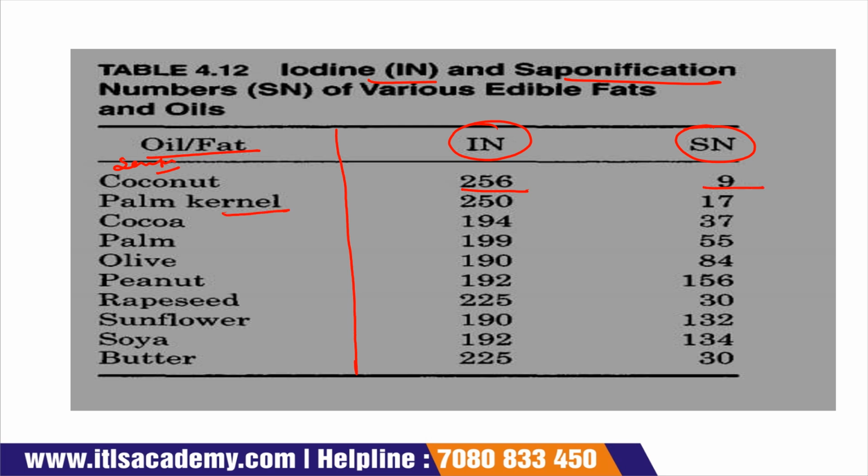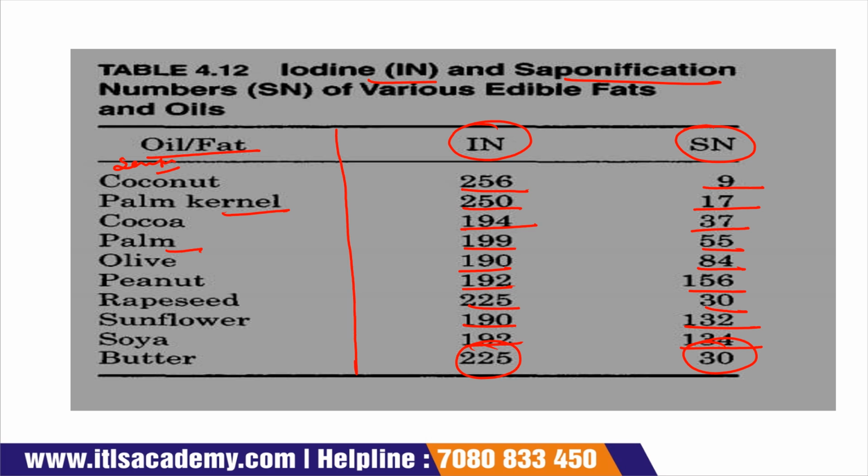Palm kernel, iodine value 250, saponification value 17. Cocoa, iodine value 194, saponification value 37. Palm, iodine value 199, saponification value 55. Olive, iodine value 190, saponification value 84. Olive, iodine value 192, saponification value 156. Peanut, iodine value 225, saponification value 30. Sunflower, iodine value 190, saponification value 132. Soya, iodine value 192, saponification value 134. Butter, iodine value 225 and saponification value 30.